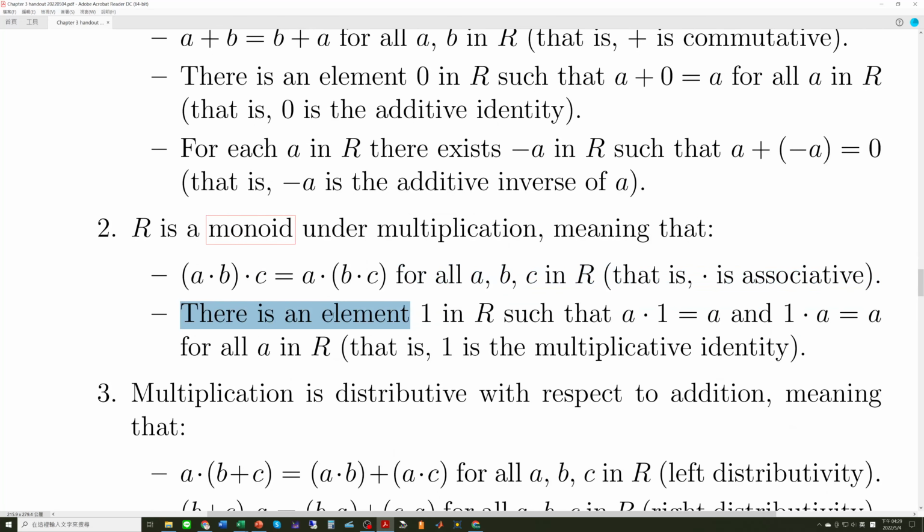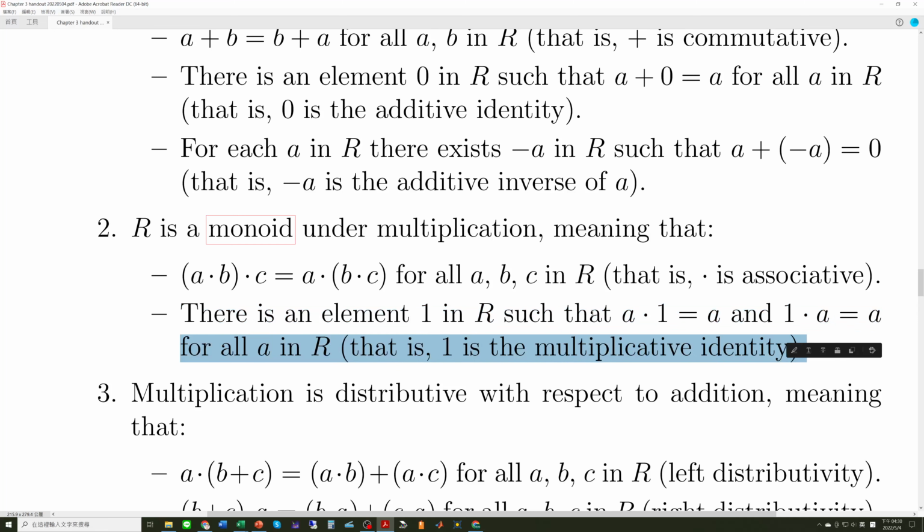There is an element 1 in R such that A dot 1 is equal to A and 1 dot A is equal to A for all A in R. That is, 1 is the multiplicative identity.